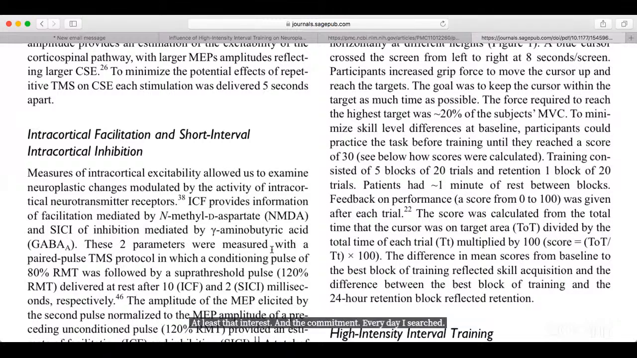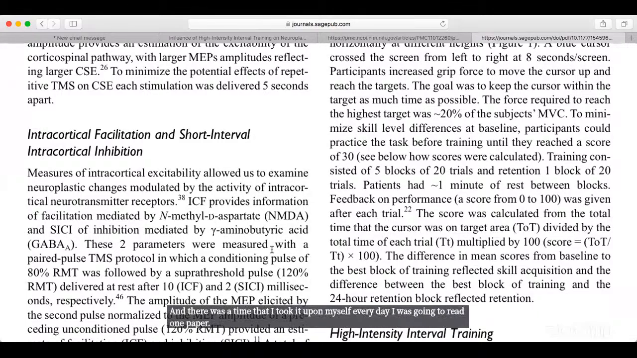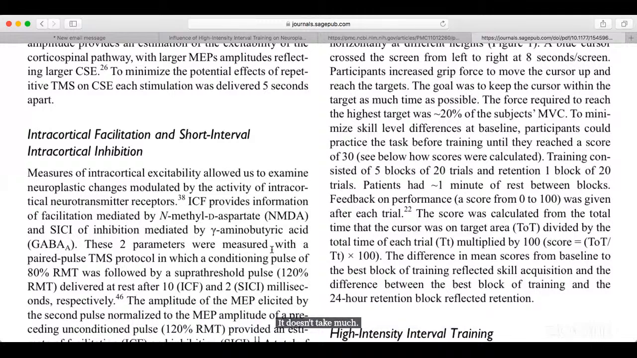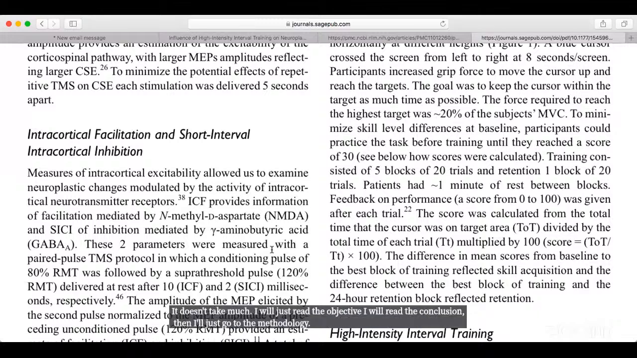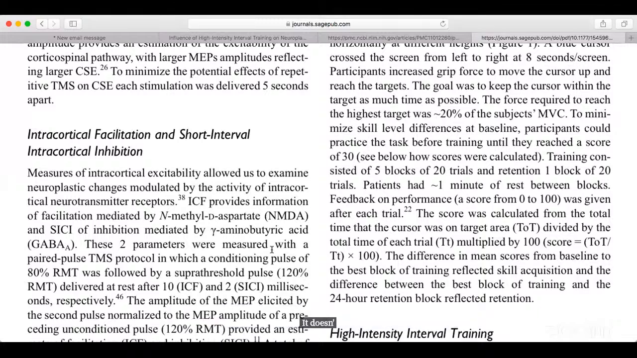But at least that interest and the commitment, every day I search. And there was a time that I took it upon myself that every day I was going to read one paper. It doesn't take much. I will just read the objective, I will read the conclusion, then I'll just go to the methodology. It doesn't take 10 minutes to do that.